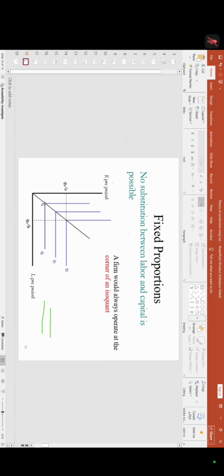If this is the point that you are operating at, it represents that you use this much capital for the production to produce this much Q1. And at that particular time, you use this much labor. There is no substitution. You are not going to compromise your capital for labor. There is a fixed proportion.